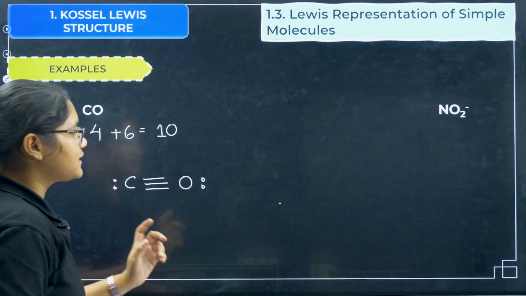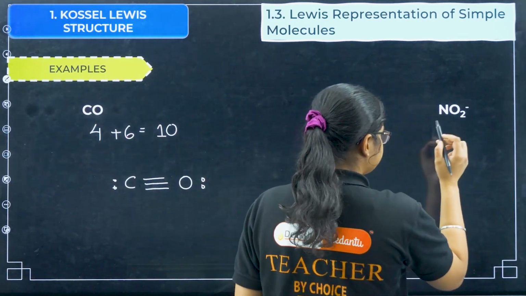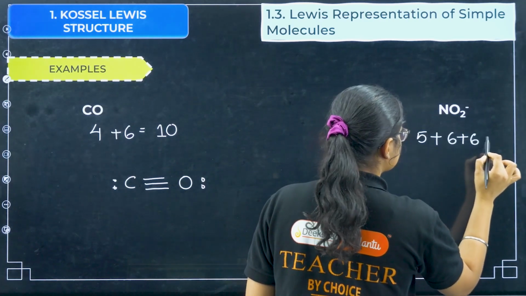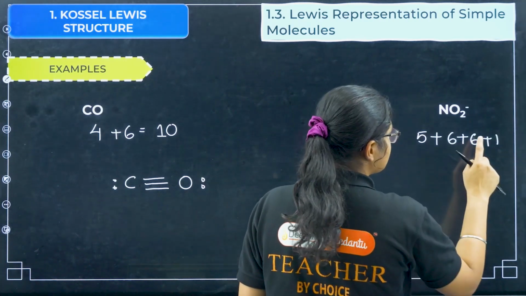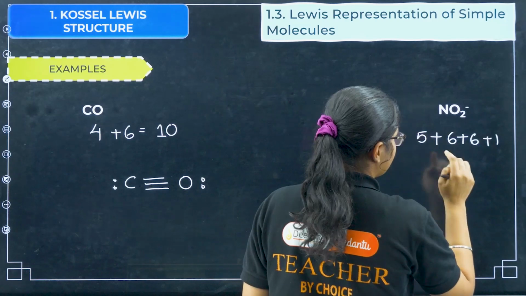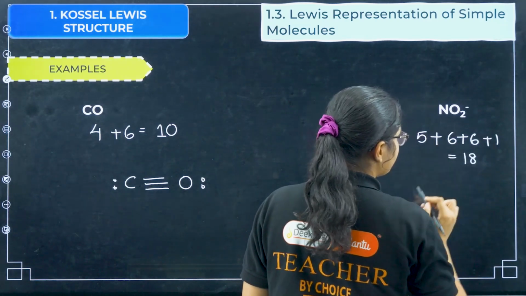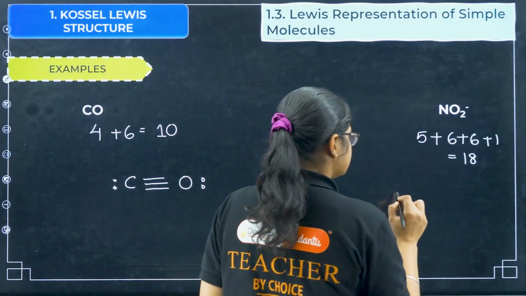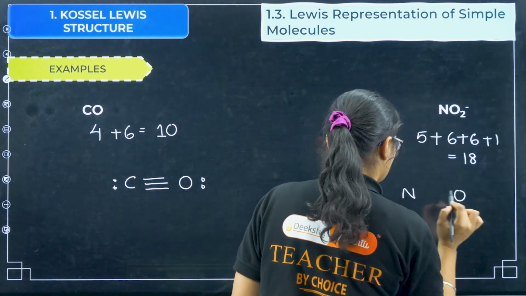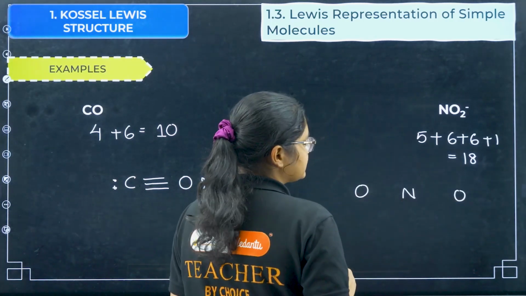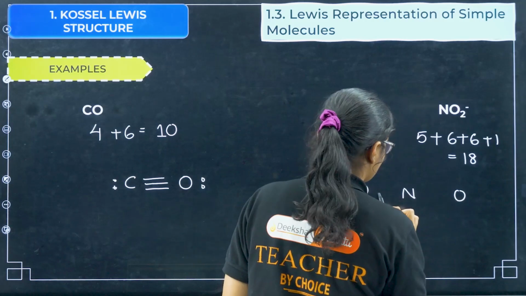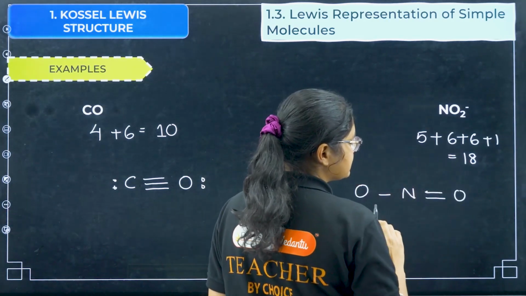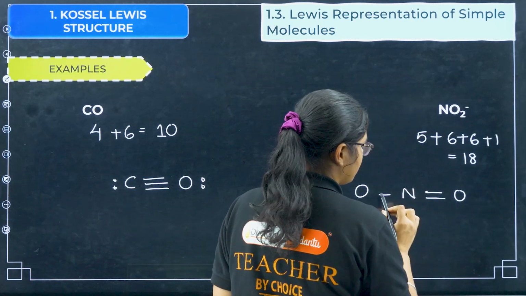Next, coming to NO2 minus. Nitrogen has 5 valence electrons, 6 plus 6 plus 1. So 6 plus 1 is 7, 7 plus 5 is 12, plus 6 is 18. So I have a total of 18 valence electrons. Now to arrange this, I can just write all the atoms first. I'm just trying to arrange all these elements.